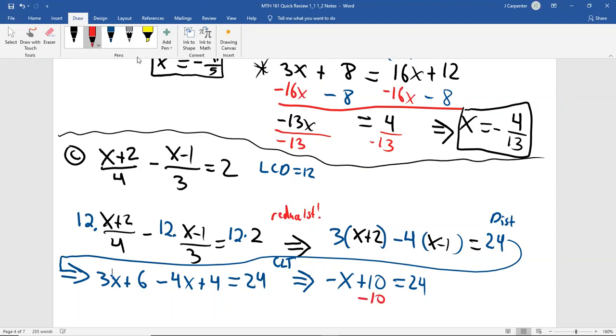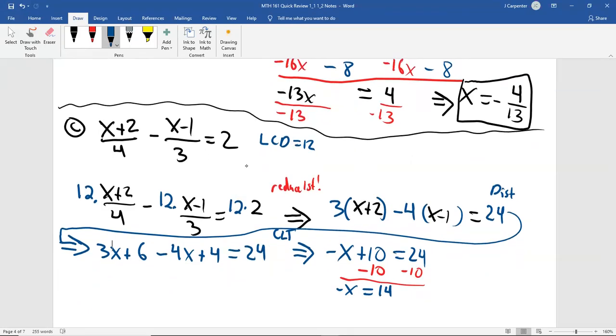So I'm going to subtract 10 on both sides. We're on that third step from above. I don't want to have to keep scrolling back up. So what that gives us is -x is equal to 14. And then we're going to divide, because this negative counts as a -1, -1 times x. So we divide both sides by -1. And what we end up with is x equals -14.